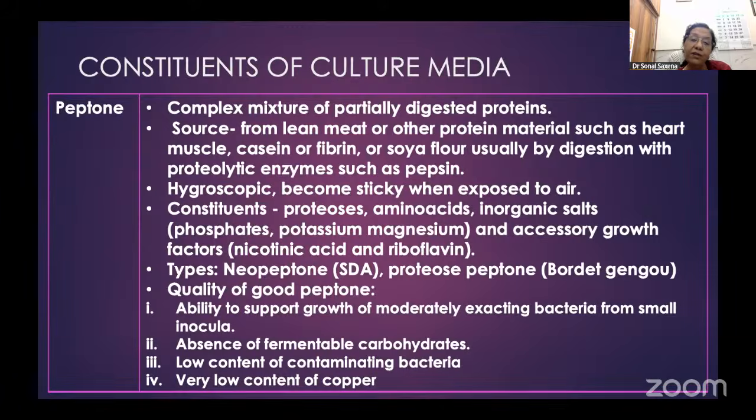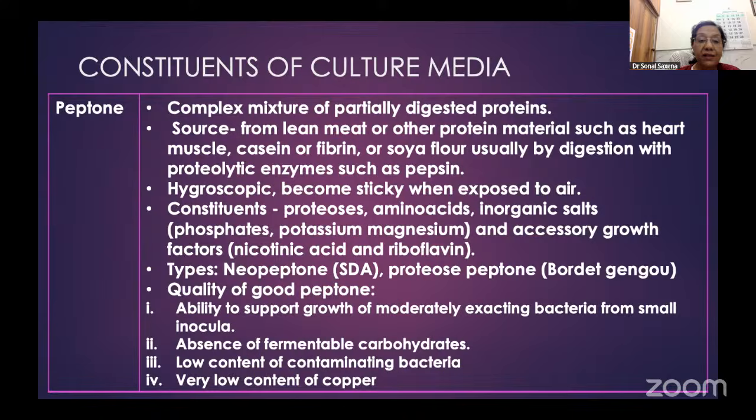So whatever you are thinking in terms of eating a protein, the same can be used to source your peptone from there. Peptone powder that you get, which is ready made in the market, is actually a hygroscopic substance. So remember that you have to keep it in a closed container at a cool, dry place so that it doesn't become sticky when it is exposed to air.